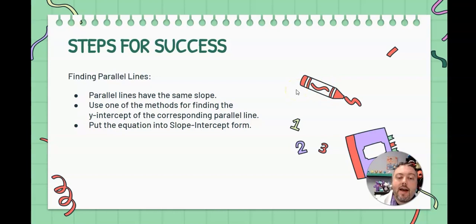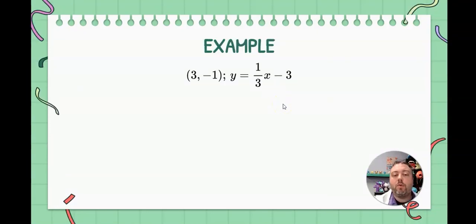Knowing how to find the slope of a parallel line, all you need is one other point on that line, and you should be able to find the equation in slope-intercept form for that parallel line. Let's take a look at that. So I have a point, (3, -1), and I want to find the line parallel to y = 1/3 x - 3. The first thing I need is the slope. The slope of the parallel line is going to be the same as the slope of our current line. Since the slope of our current line is 1/3, that's the slope of our parallel line as well.